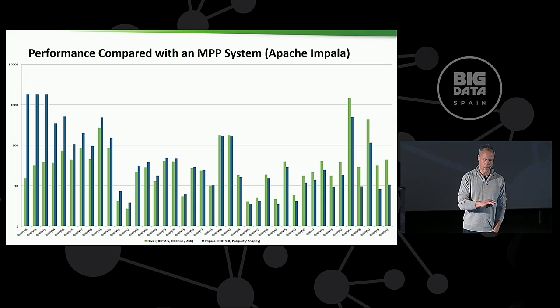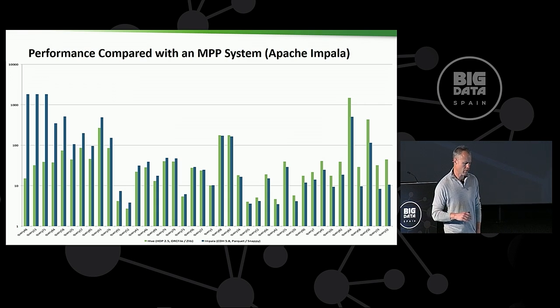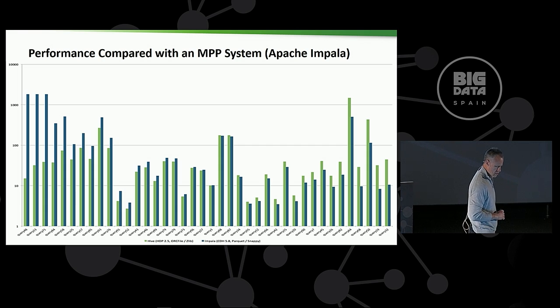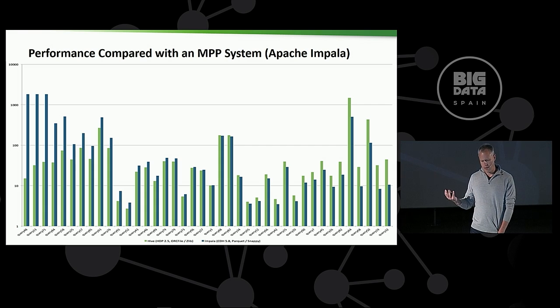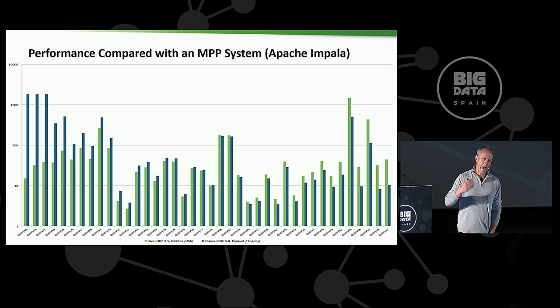And there's no obvious place where one's completely skunking the other. They're both doing reasonably well, and there's kind of balance there. So why am I showing this if it's not showing how much better we are? Because what I want to show is, I think we're starting to reach our goal of being able to act like an MPP system when it makes sense.